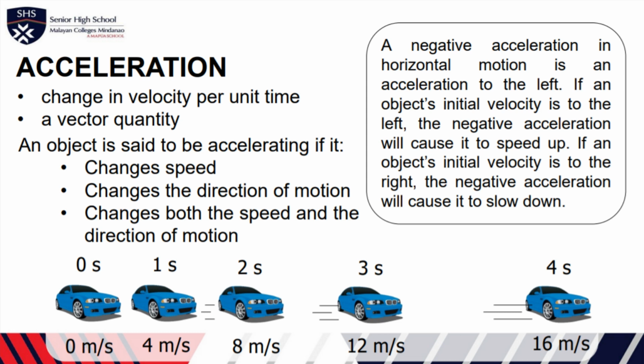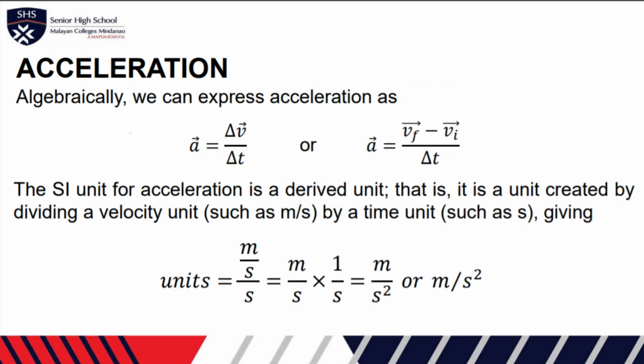If an object's initial velocity is to the left, the negative acceleration will cause it to speed up. If an object's initial velocity is to the right, the negative acceleration will cause it to slow down. So you can apply that concept again through the x-axis in that Cartesian plane. It's very basic. Now let's move on.